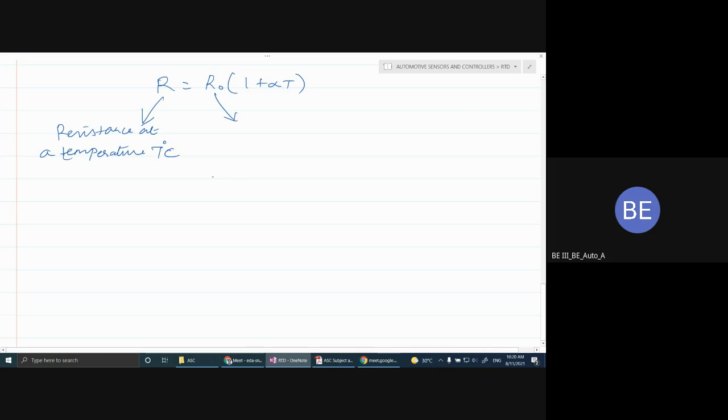And what do you mean by this R naught? R0 is the resistance at 0 degree Celsius. And what do you mean by this alpha? Alpha is the temperature coefficient of the resistance.